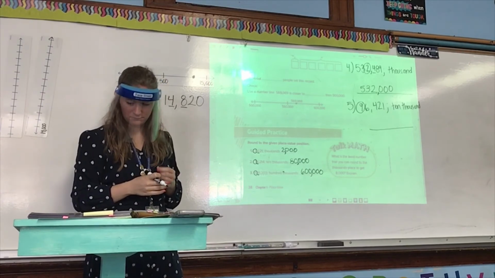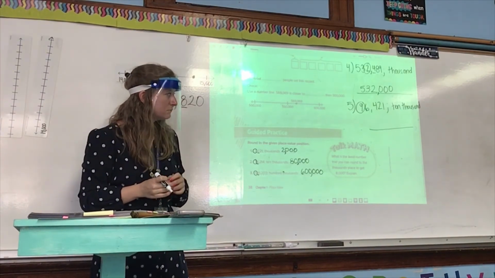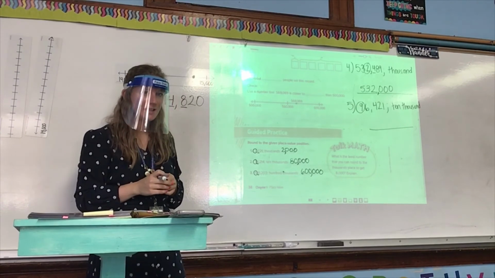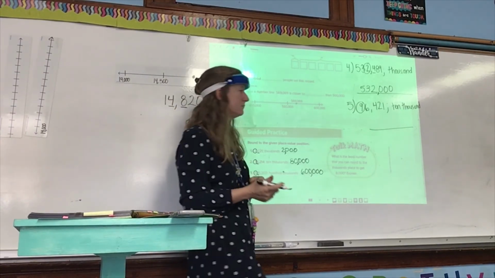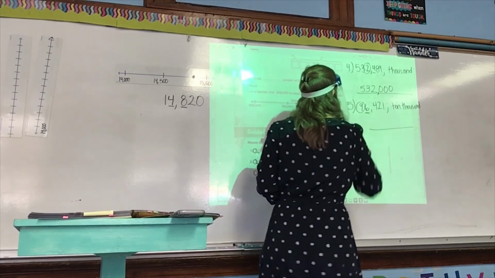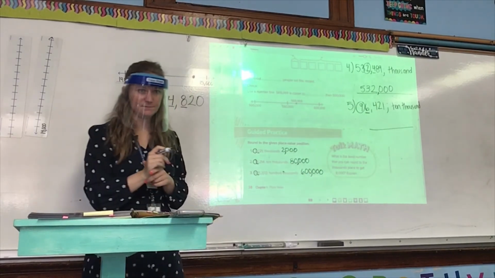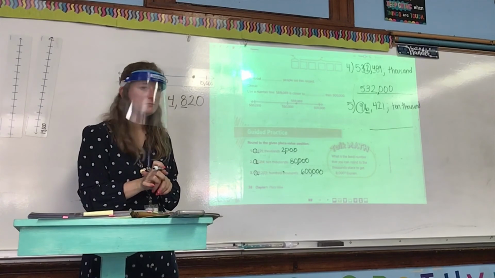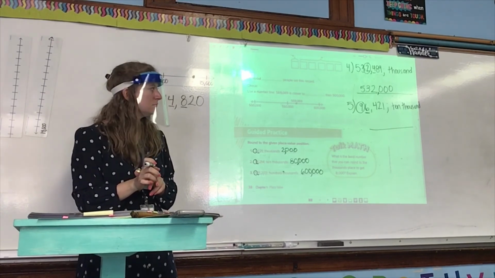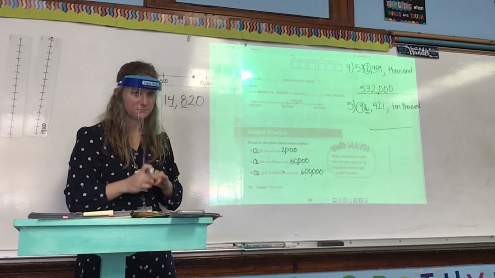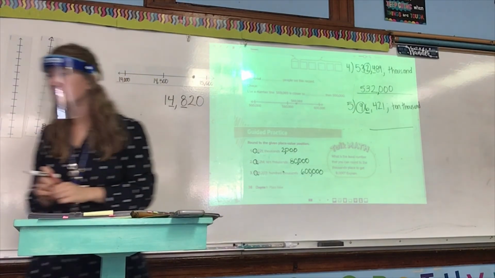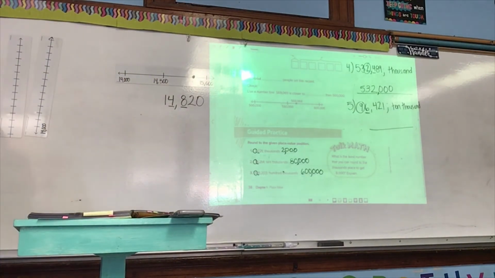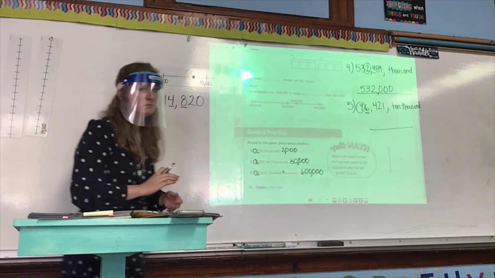Okay, Smith, read step 2. Underline the digit to the right of the place being rounded. So which digit are we underlining? The 6. Okay, read all of step 3. If the underlined digit is 4 or less, do not change the circled digit. If the underlined digit is 5 or greater, add 1 to the circled digit.